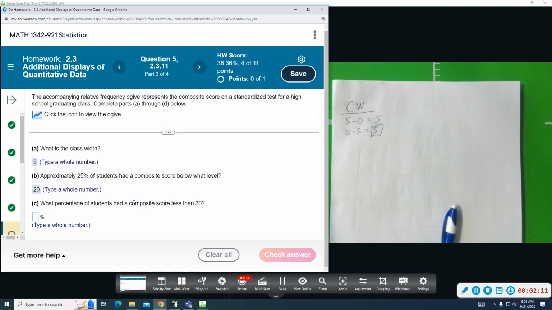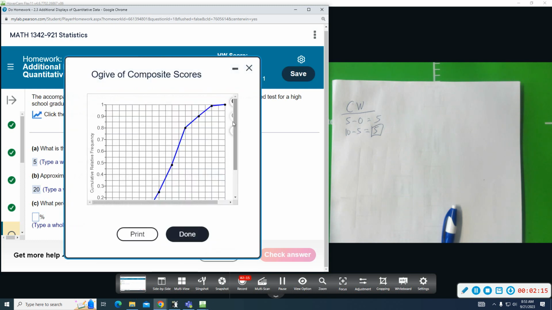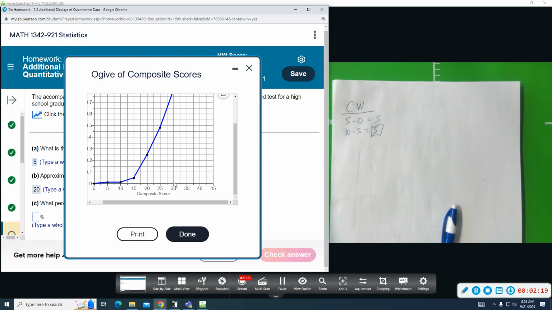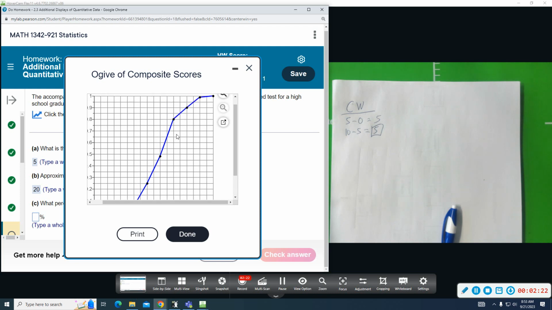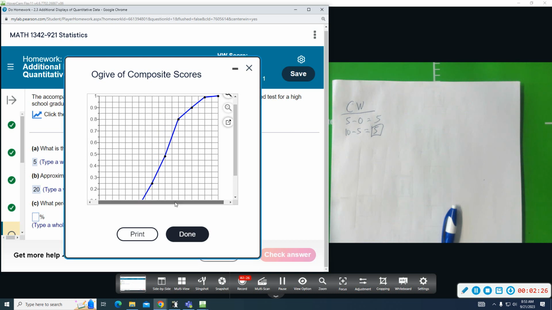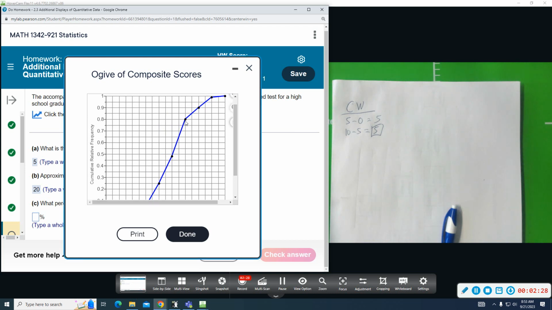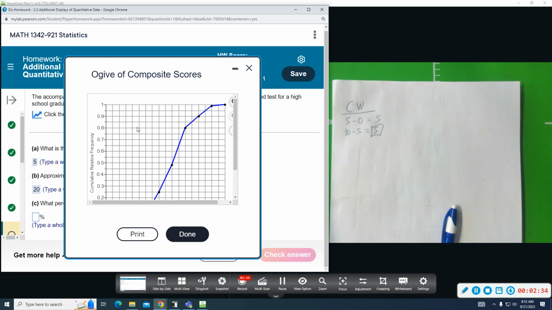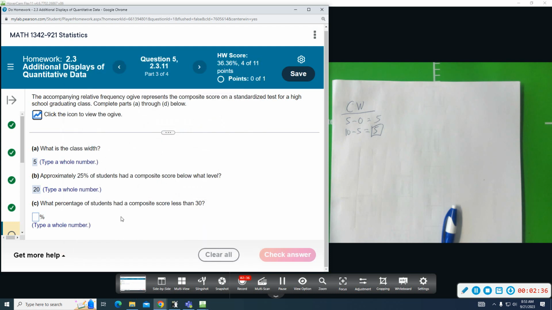What percentage had a composite score less than 30? So now we want to look at the score being less than 30. So here's 30. I'm going to trace this bar up, and this represents 80. So 80% of the students scored 30 or less on this composite score.